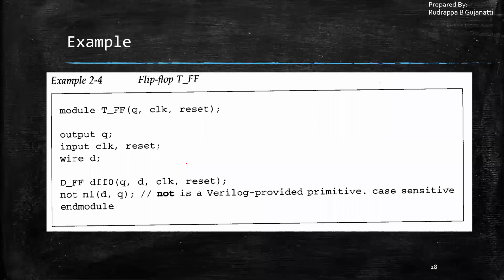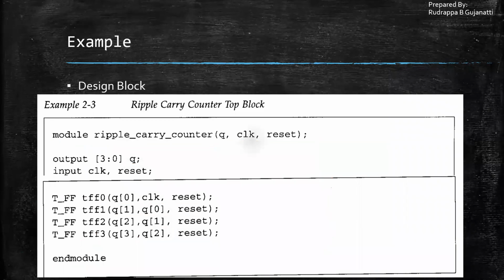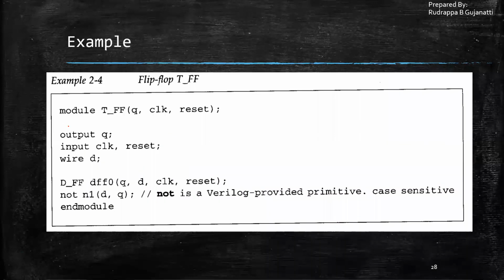Then under this design block, what comes next? This is for the ripple carry counter. Now I should have the definition of the T flip flop. I cannot nest it, so that is illegal. I have to come out and define the modules separately. So here again, T underscore FF is the name of the module, and module and endmodule are the keywords. Within this, the T flip flop implementation will fall.